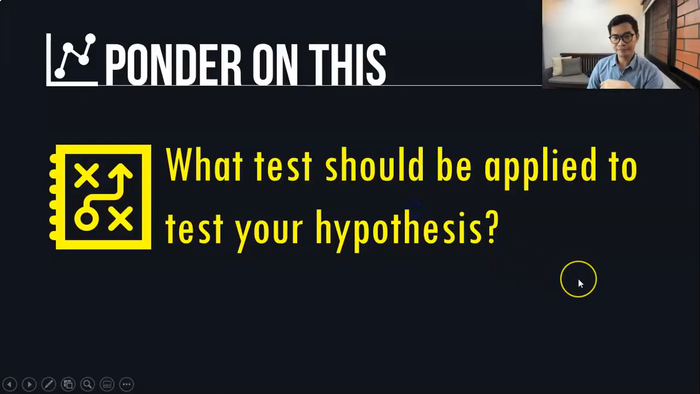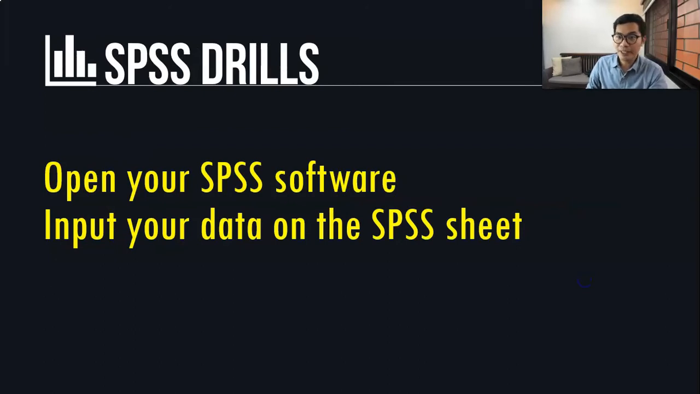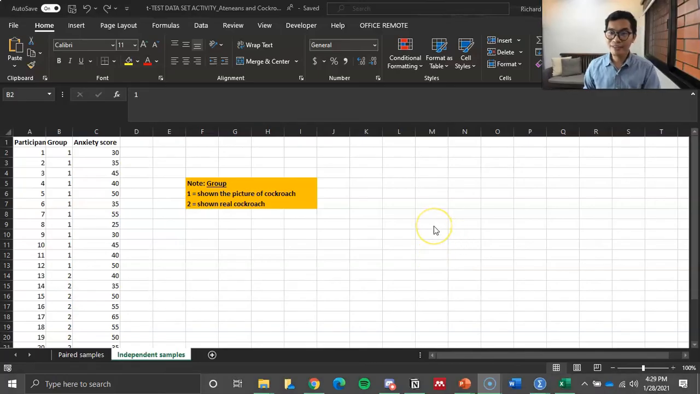Moving on with the question: what test should be applied to test your hypothesis? Obviously, it's the independent samples t-test. You may now open your SPSS software and input your data on the SPSS sheet. Feel free also to pause this segment. Now I have opened the Excel file. Take a look at the independent samples test, the second one, so that you can have access to the anxiety score levels and the groupings of the participants. Please take note of the groupings here. Number 1 represents the group who was exposed to a picture of a cockroach, and number 2 those who were exposed to a real cockroach. And so you have the following anxiety level scores.